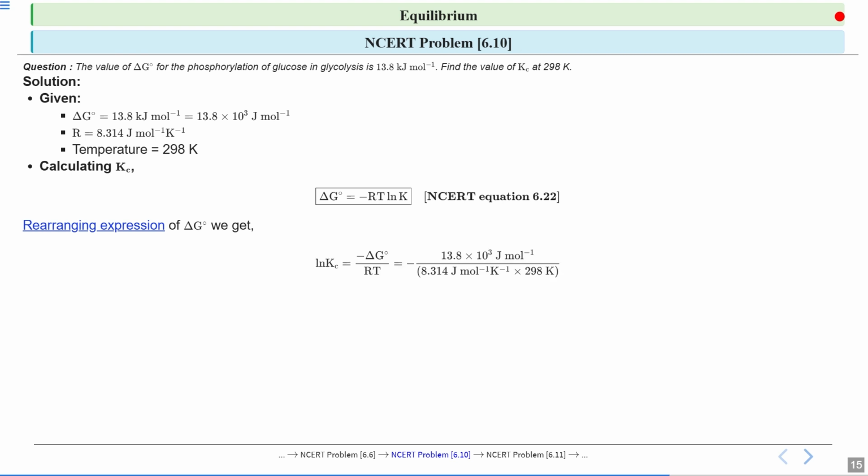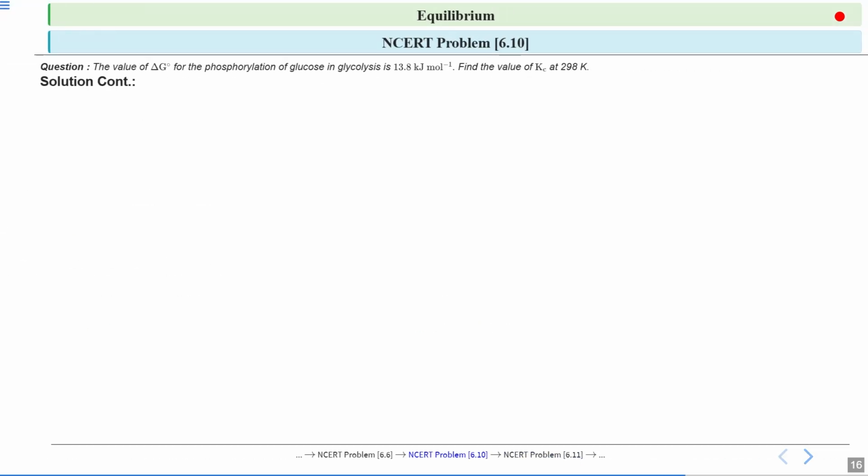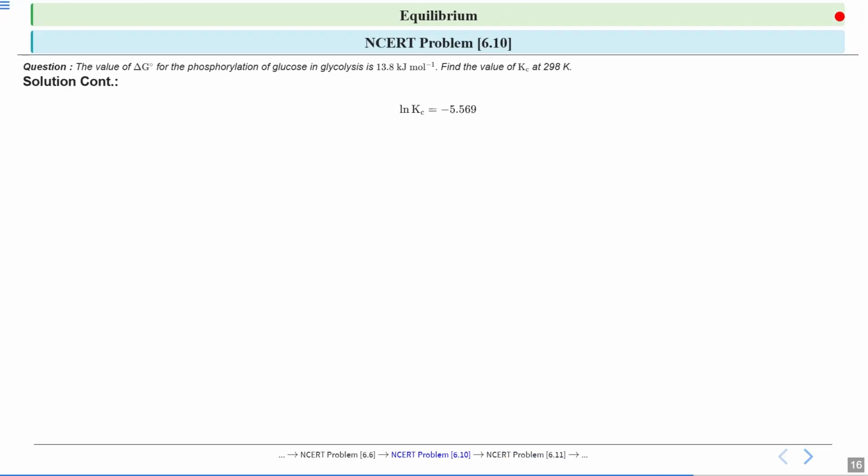So ln Kc will be delta G naught by RT with a negative sign. If you put the values, 13.8 multiplied by 10 to the power 3 joule per mole divided by 8.314 joule per mole per Kelvin multiplied by 298 Kelvin, again with a negative sign. Remember, I have told you if you want to find the value of Kc, you have to take the exponential value. So let's do this. Upon solving this, you get ln Kc equal to minus 5.569.